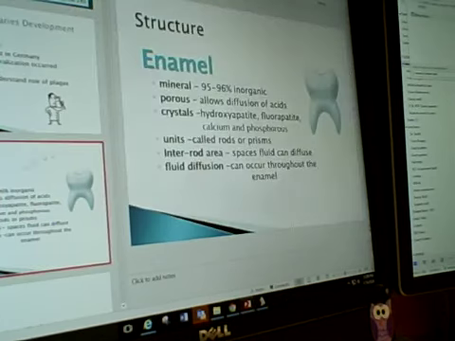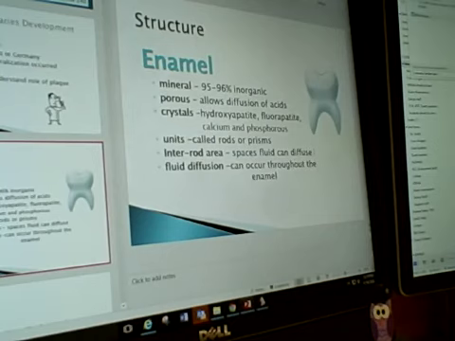So when we look at enamel, it is the hardest structure in the body. It's not renewable, so once it's gone, it's gone. Enamel is 96% mineralized, compared to dentin, which is 70% mineralized, cementum, which is 65% mineralized, and alveolar bone, which is 60% mineralized. A lot of people think that bone is more mineralized than enamel, but enamel is 96% mineralized. So enamel is porous, so there are acids that can go in and out of the enamel structure.